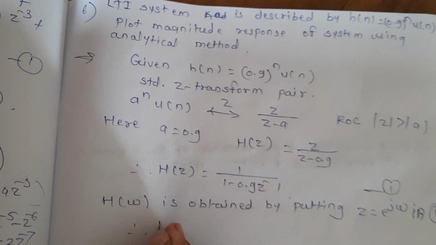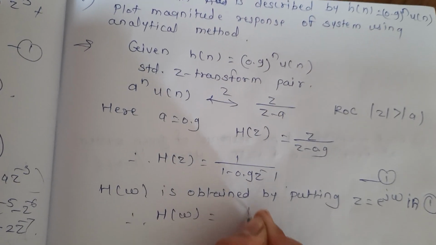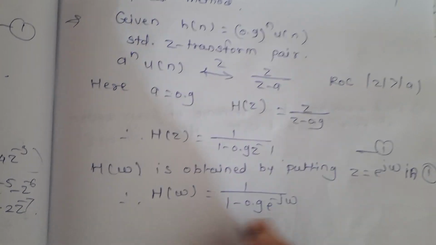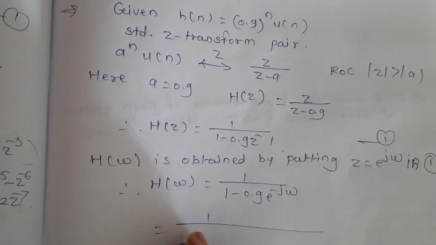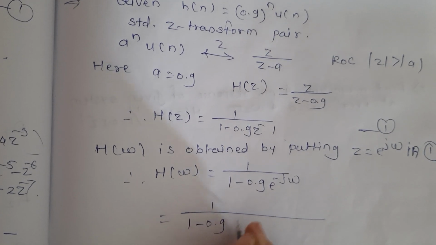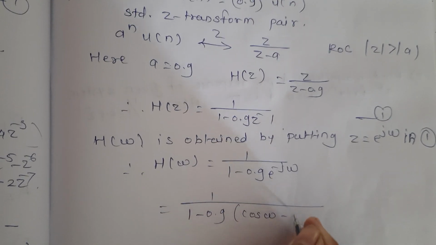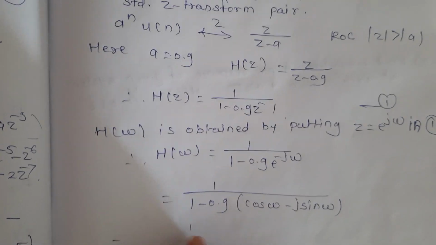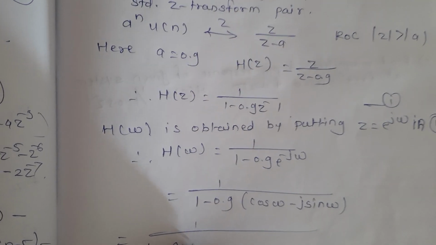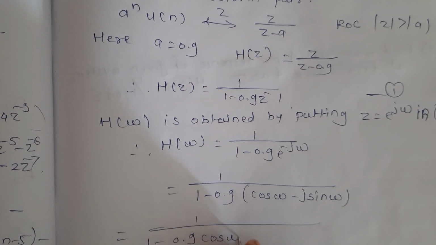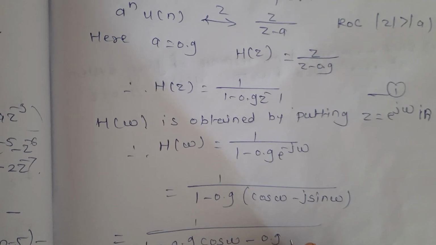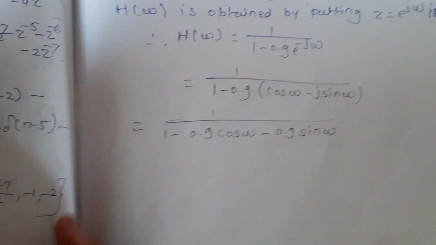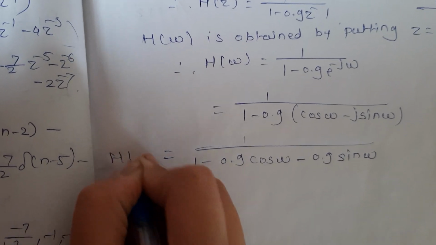So H of omega is equal to 1 by 1 minus 0.9 e to the minus j omega. So it is 1 minus 0.9 times (cos omega minus j sin omega). So again it is 1 minus 0.9 cos omega plus 0.9 j sin omega. Now this is H of omega.